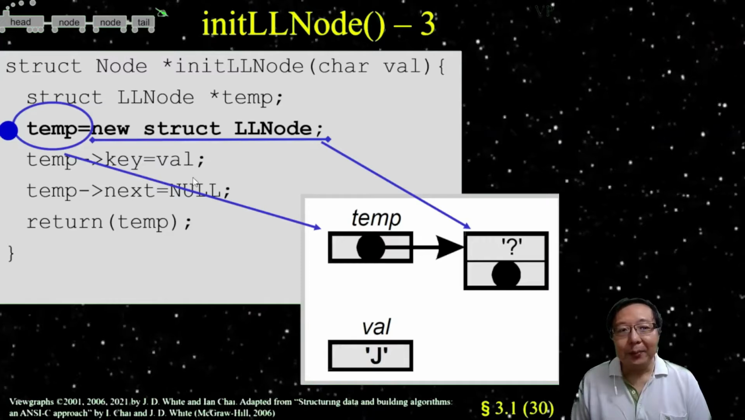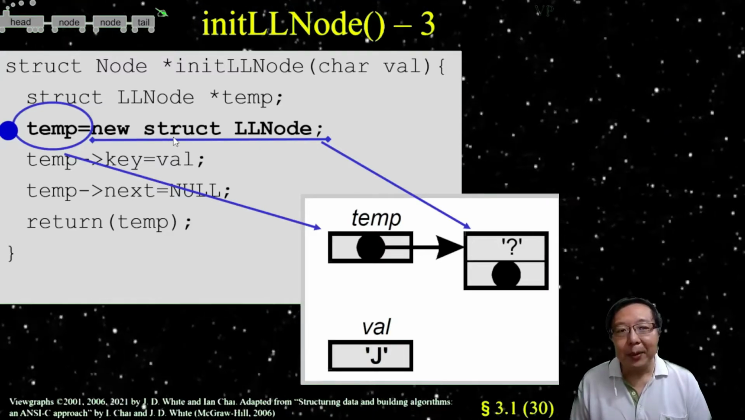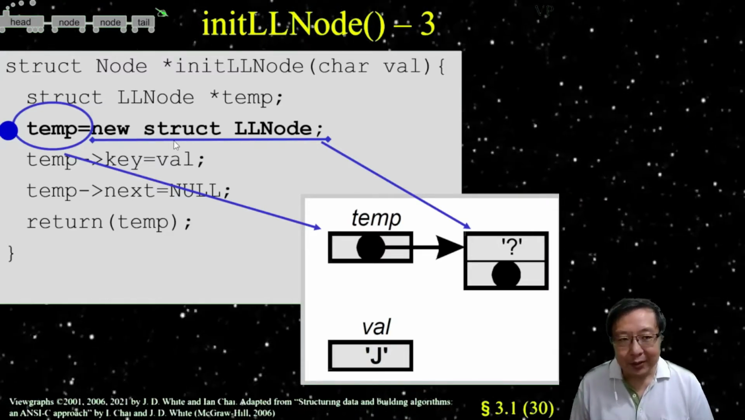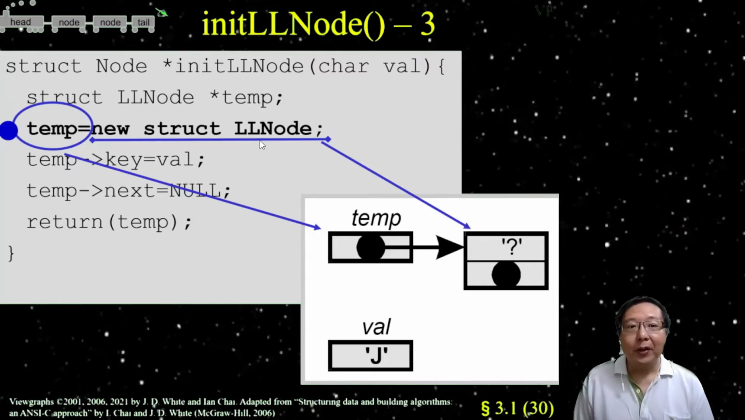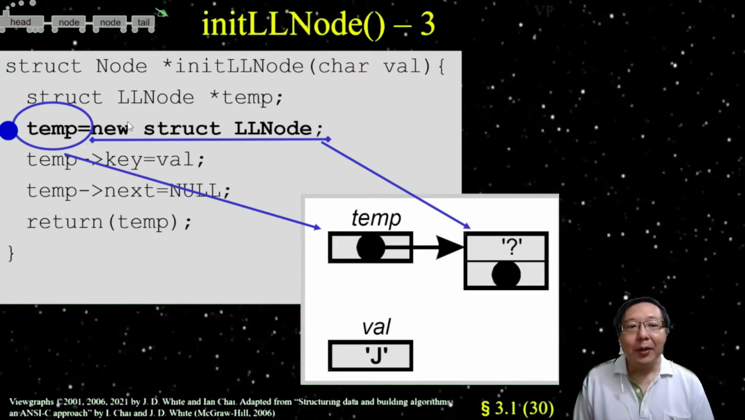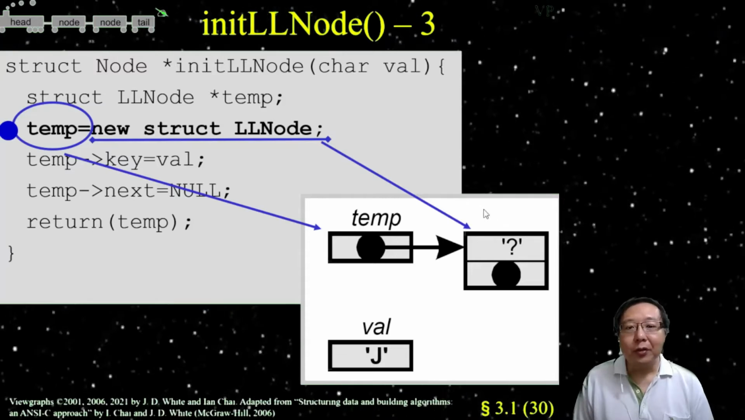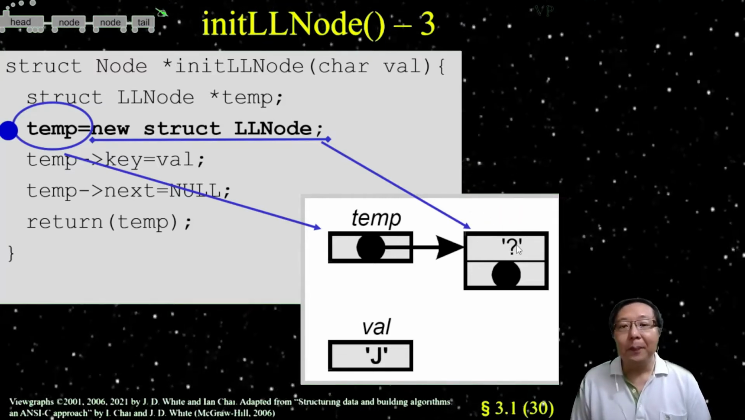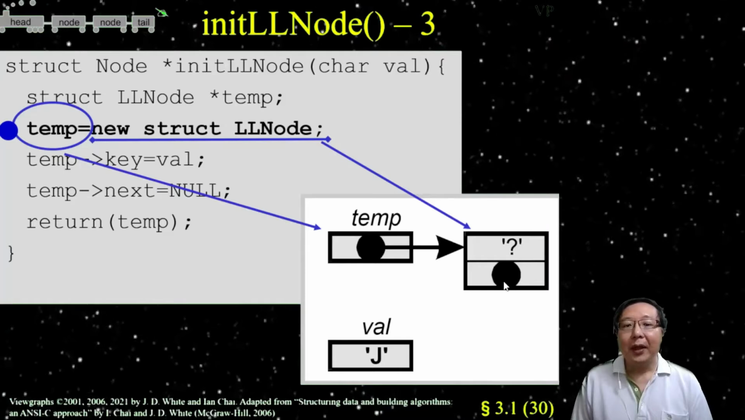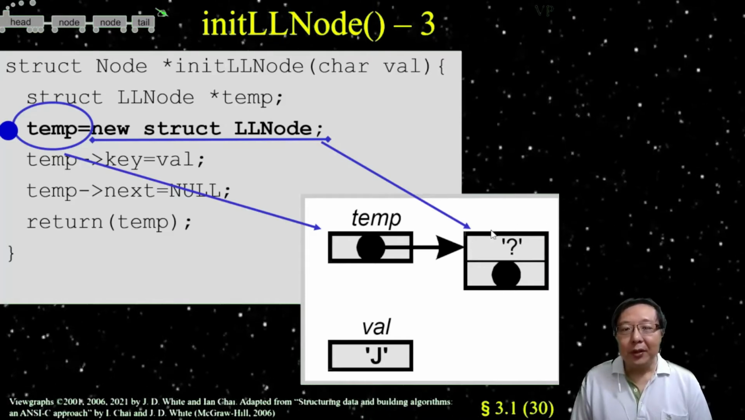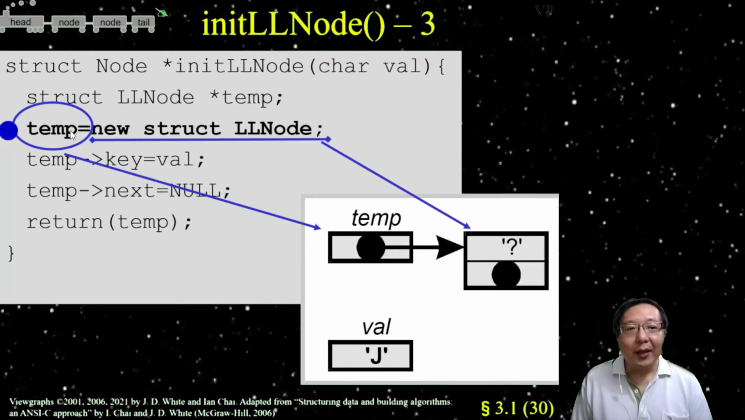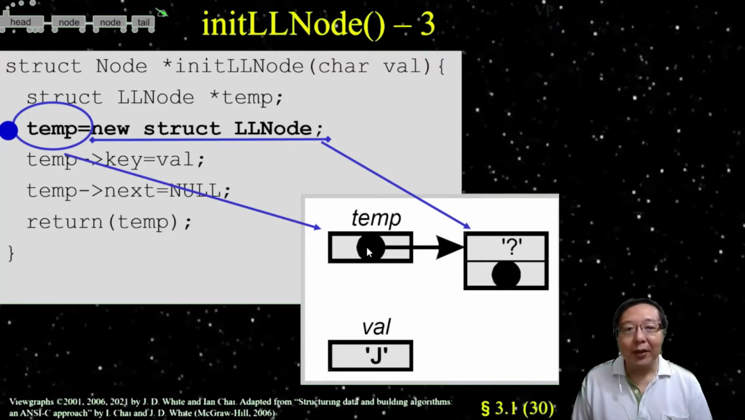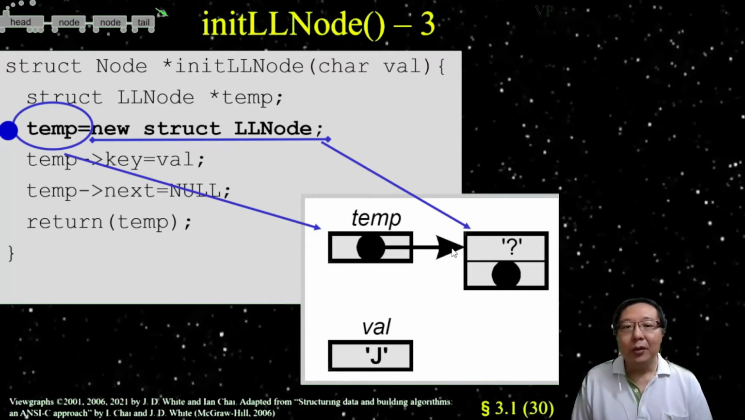The next step, however, we create some memory. We ask C++ to allocate some memory for the node. And how much memory is based on this struct LL node. So struct LL node, as you recall, had a character and a pointer. So the node here has a character and a pointer, and we're going to assign its address to temp, which means that address is pointing to this new node.